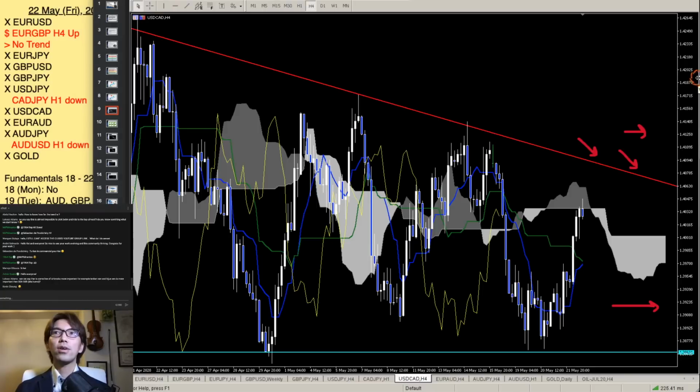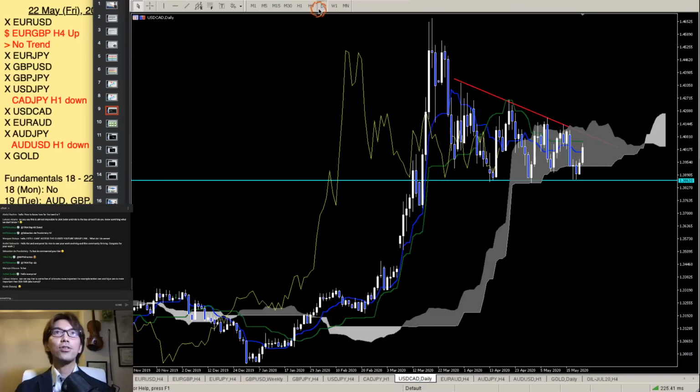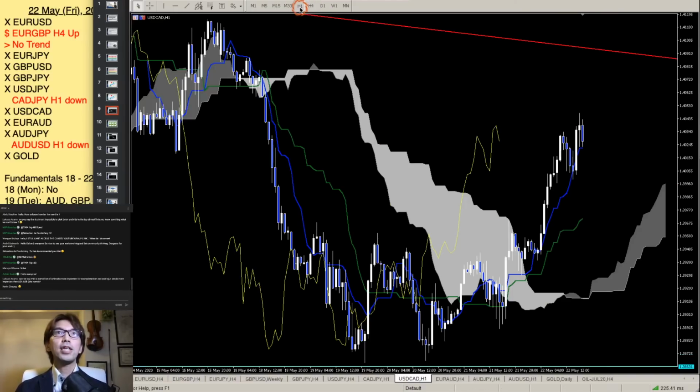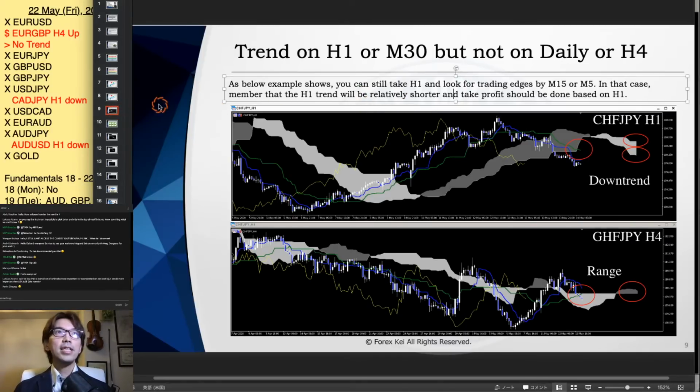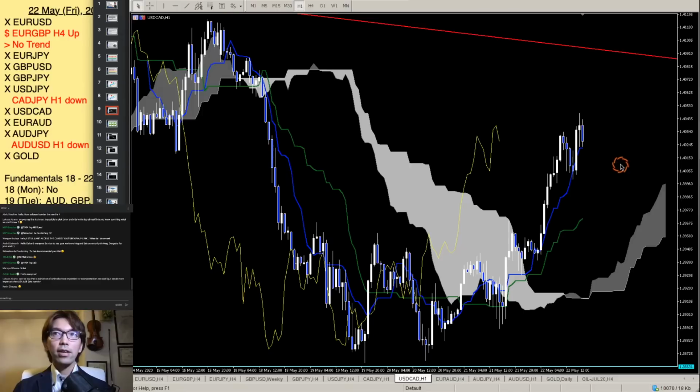And just like we saw on this chart example on this USD CAD right now, the daily chart is flat, the 4 hour chart is flat, but we see the trend in the 1 hour chart. In this case, I would personally take the 1 hour chart to look for the trading edges by looking at the smaller time frames. But in this case, just to make sure that we are riding on the 1 hour time frame trend.